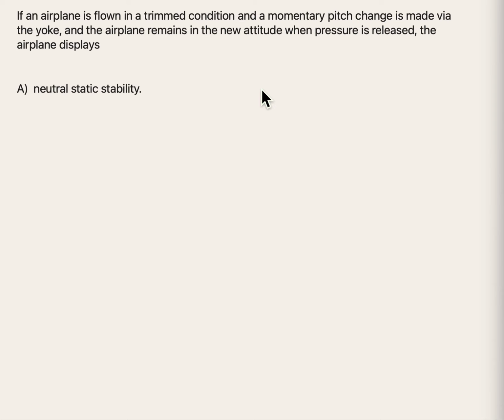It's the initial tendency of the aircraft to remain in a new condition after its equilibrium has been disturbed. If it was positive, the tendency of the aircraft would be to go back to its original state of equilibrium. And if it was negative, it would continue away from the original state. So because this one says that the airplane remains in the new attitude, it says neutral.